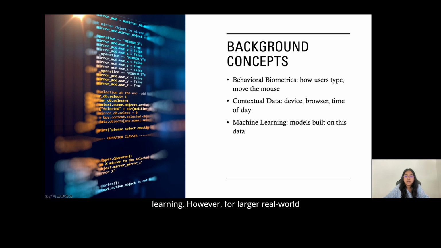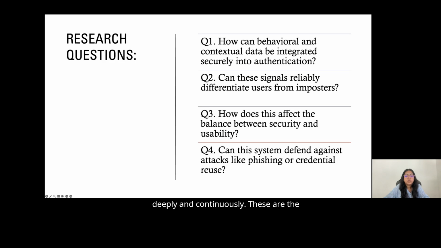However, for larger real world deployments, models like RNNs, especially LSTMs, can be introduced to capture temporal behavior trends more deeply and continuously. These are the four questions that I'll be answering throughout. How can behavioral and contextual data be integrated securely into authentication? Can these signals reliably differentiate users from imposters? How does this affect the balance between security and usability? Can the system defend against attacks like phishing or credential reuse?